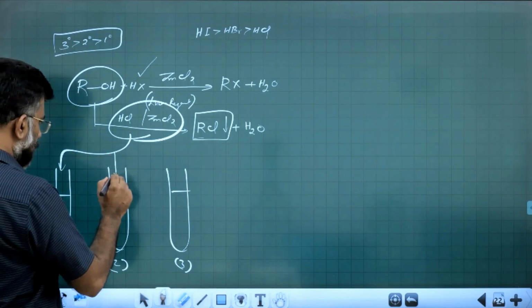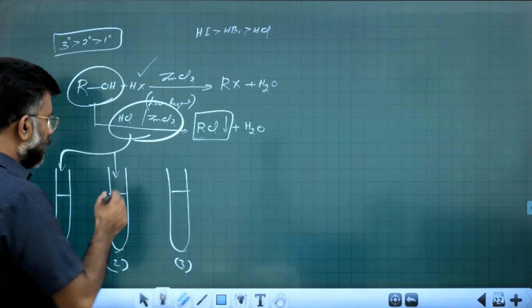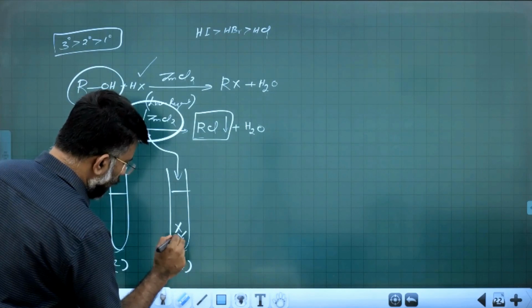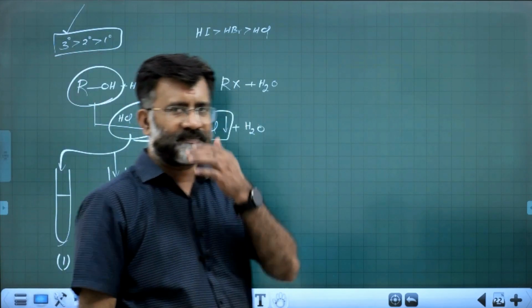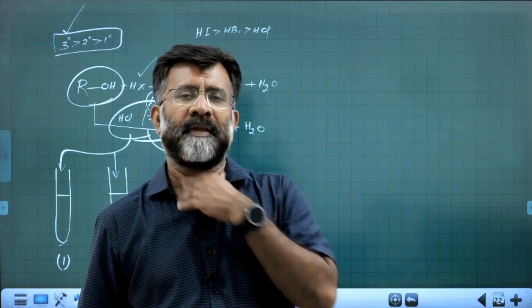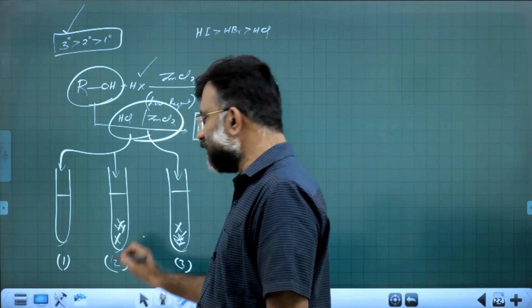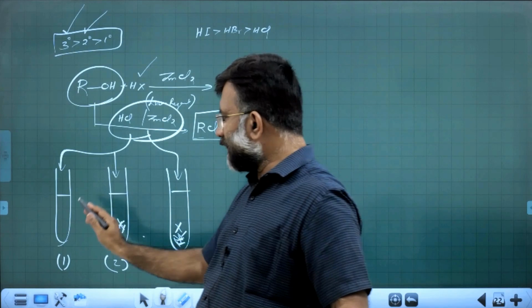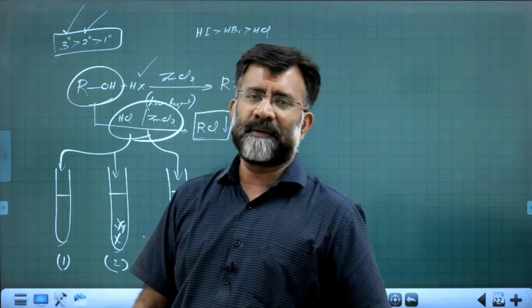Lucas reagent added here, nothing happens. And now the Lucas reagent added here, immediately you get a white turbidity, and that will be tertiary alcohol. While you get a turbidity over here after 5 to 10 minutes, that will be a secondary alcohol. While you don't get a turbidity over here unless it is heated, that is a primary alcohol.